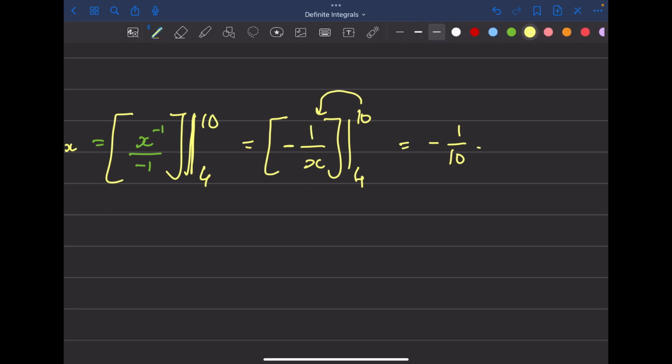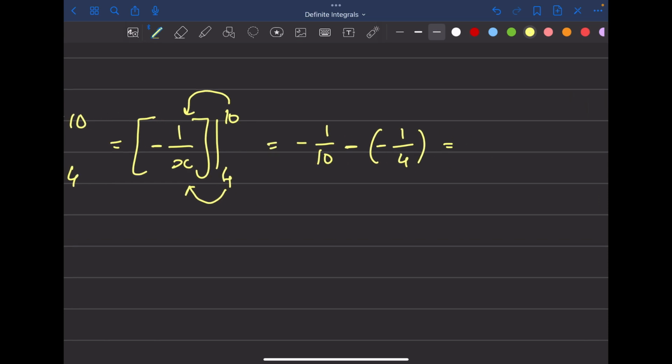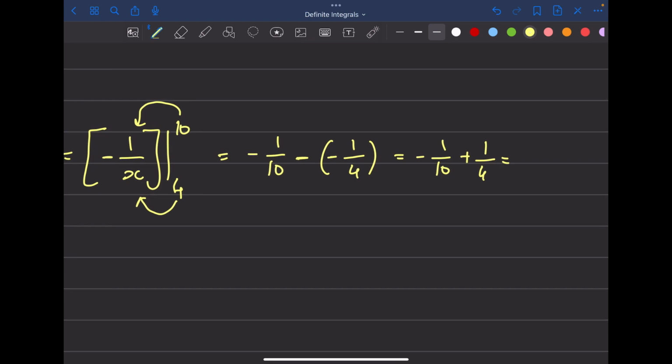And then minus, in this case, you would put the 4 in. It would be negative 1 over 4. Okay, and then after that, you do put it in a calculator, or we could simplify a bit first. This would look like negative 1 over 10 plus 1 over 4. Put that in a calculator once again, so 1 over 4 minus 1 over 10. That would be 3 over 20. So that is our answer, and we are done.